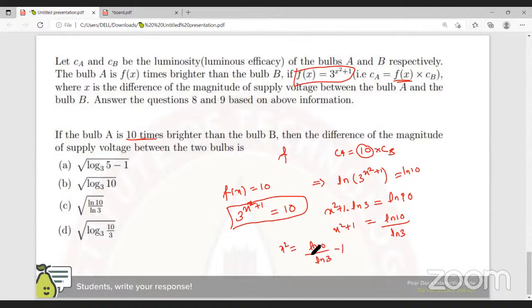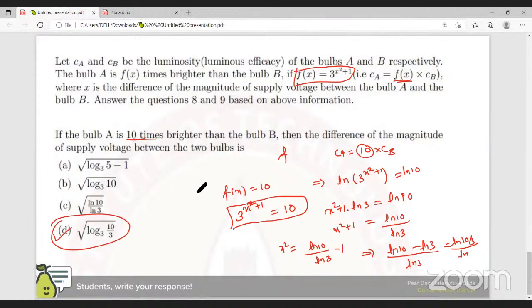Now the options we have been given have a root, yes. So the answer is D actually. We can simplify this by taking the LCM: ln of 10 minus ln of 3, upon ln of 3. Then I can write it as ln of 10 by 3 upon ln of 3. So again, by the reverse base changing property, it will be log of 10 by 3 to the base 3, and since the square is there, the square root comes. Option D will be there. You have to see the options also in such a case, right?